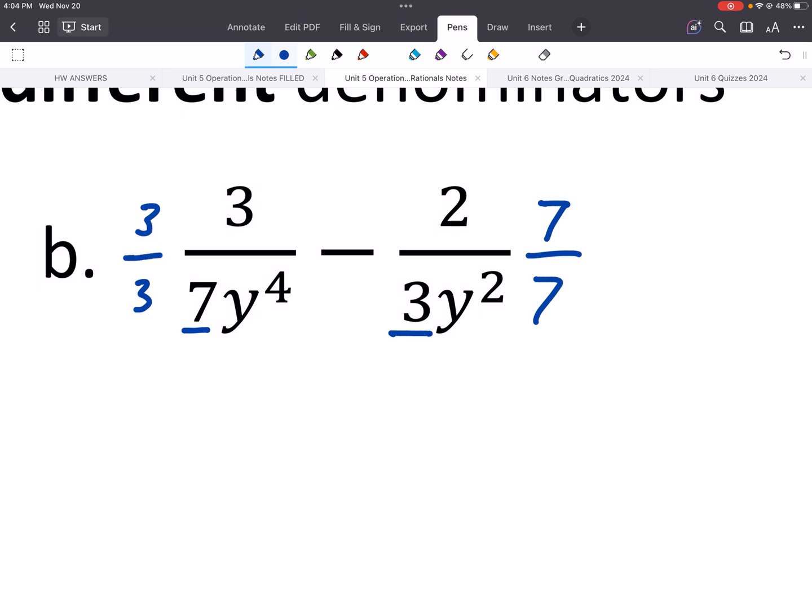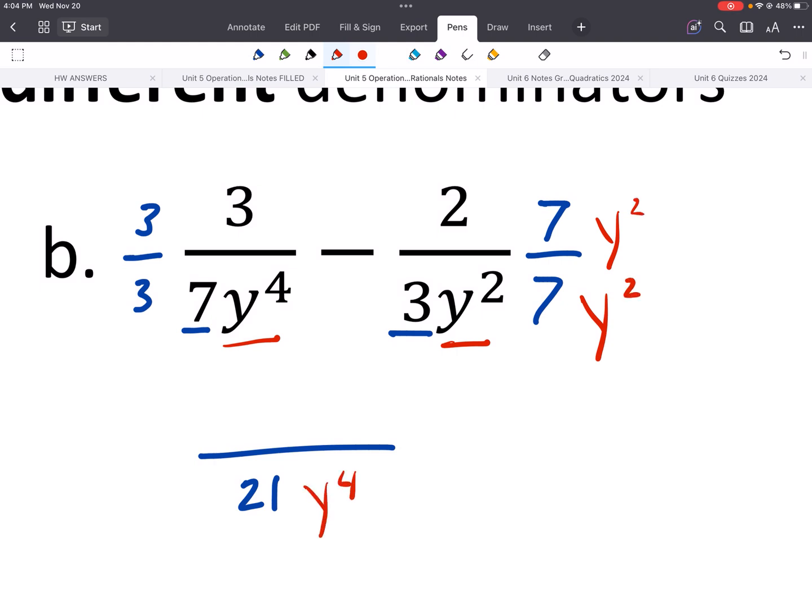Okay, so that will give us a common denominator of 21. Now let's look at the variables. We have a y to the 4th and a y squared. So what do we need to do to give them the same exponent? We would need to multiply the right side by y squared. And that would give us y to the 4th. So now we have a common denominator.